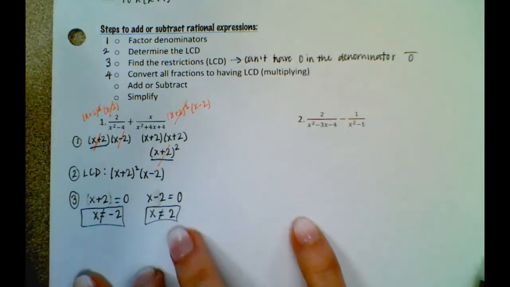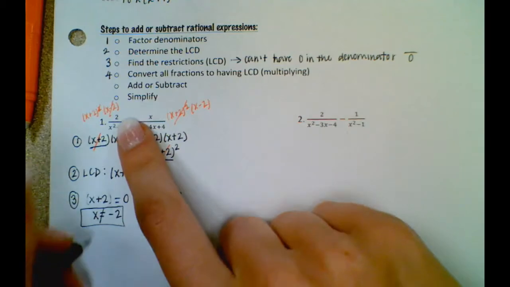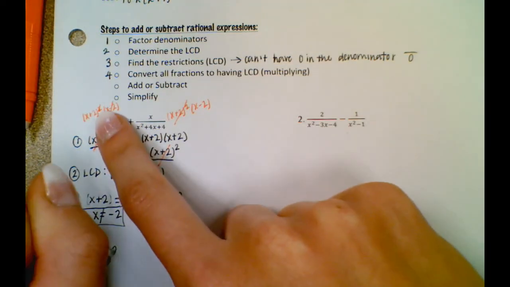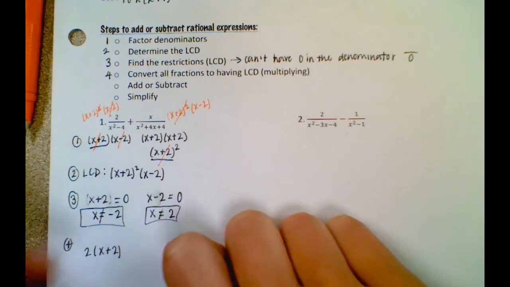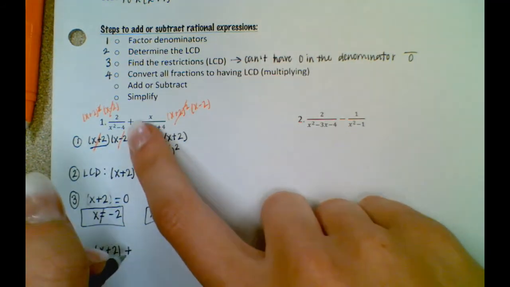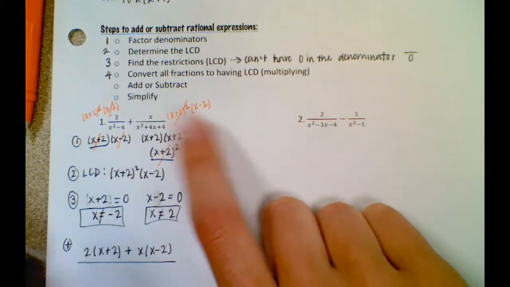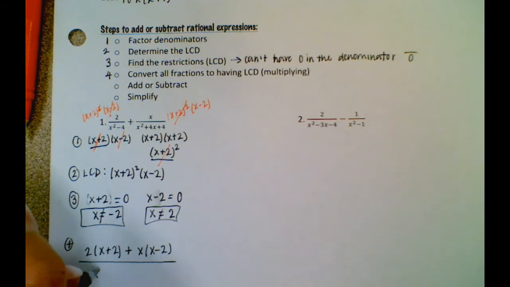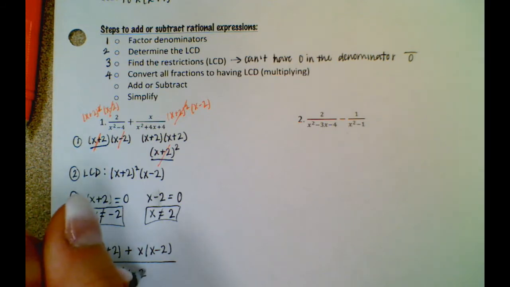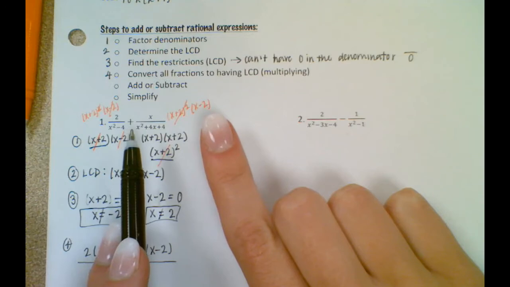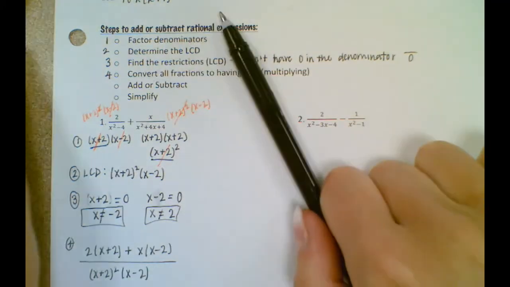So really what I'm left with right here is 2 times x plus 2, because we got rid of the other x plus 2 from canceling it out, plus x times x minus 2, all over the least common denominator. Because once these have the same denominators, you guys are good to go.